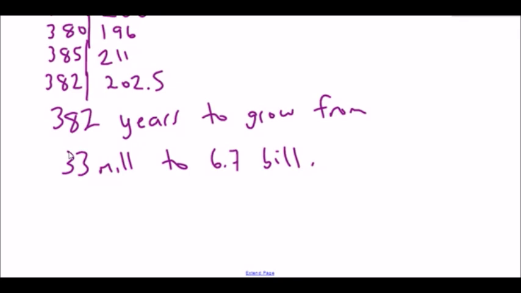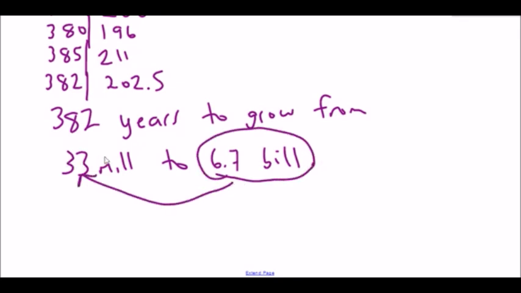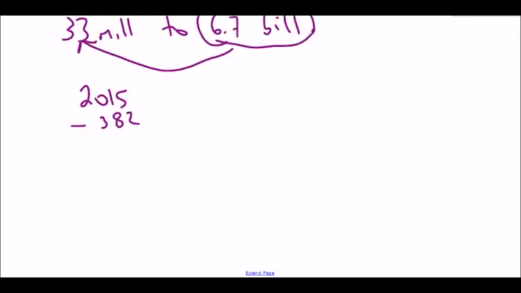So by the same logic, if the Earth currently has this many people on it, then it was 382 years ago that there were 33 million. So let's figure out when that is. It's currently 2015. Again, if you're watching in the future, hello from the past. How are your flying cars? That would be the year 1633.